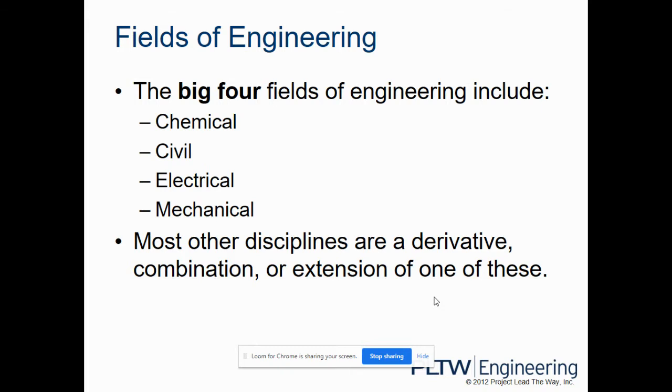Big four. You're going to hear a lot about this as long as you're in this class. Let's look at the big four. We have chemical, civil, electrical, mechanical. Of course, chemical is listed first because it is the best engineering discipline, as you know. All of the other disciplines we're going to look at are a derivative, combination, or an extension of all of these.